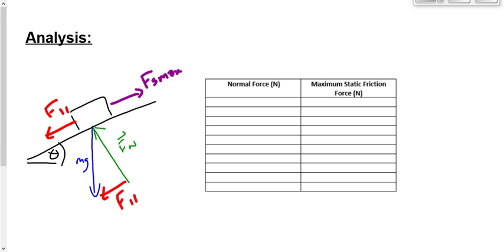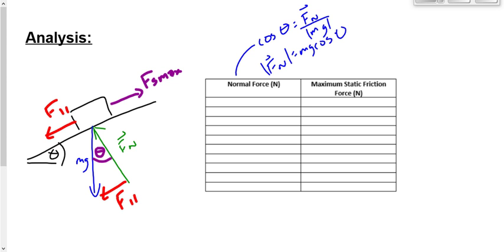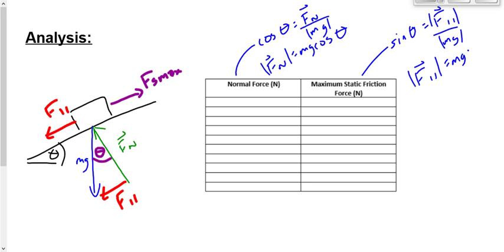So how do you get the normal force? Well, the normal force is the adjacent side of that triangle. So we're going to find the normal force by saying cosine theta is equal to Fn over m times g, or Fn is going to be equal to mg cosine theta. The maximum force of static friction, because it's the same value as F parallel, we're going to say sine theta is equal to F parallel over mg. F parallel is equal to mg sine theta. And then plug that value in here, because again, F parallel is equal to the maximum force of static friction.